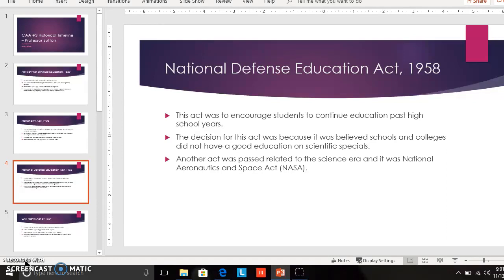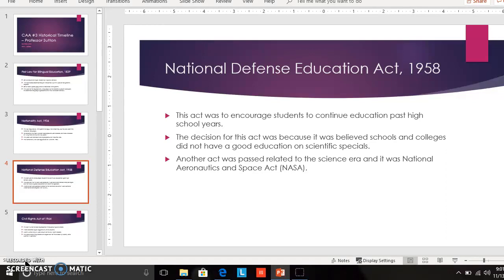This act came about because it was believed schools and colleges did not have a good education in scientific subjects. This meaning it didn't really deal with the science parts. It wasn't giving the qualifications that probably should have been going on during school time.